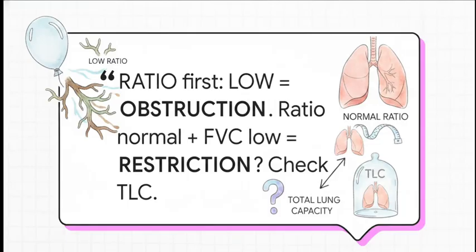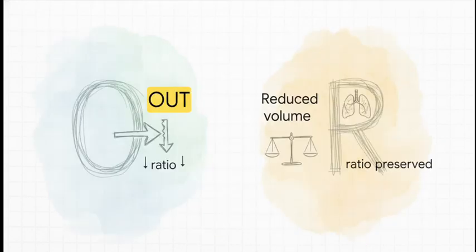Listen, if you lock only one single sentence into your memory palace today, it has to be this one. Ratio first, low equals obstruction. Ratio normal plus FVC low equals restriction, check TLC. That is your entire diagnostic pathway beautifully distilled into a single, elegant string of logic. If FVC is low but the ratio is totally normal, it is a massive red flag pointing toward restriction. But, and this is key, you absolutely must check that total lung capacity to officially prove that the box is actually small.